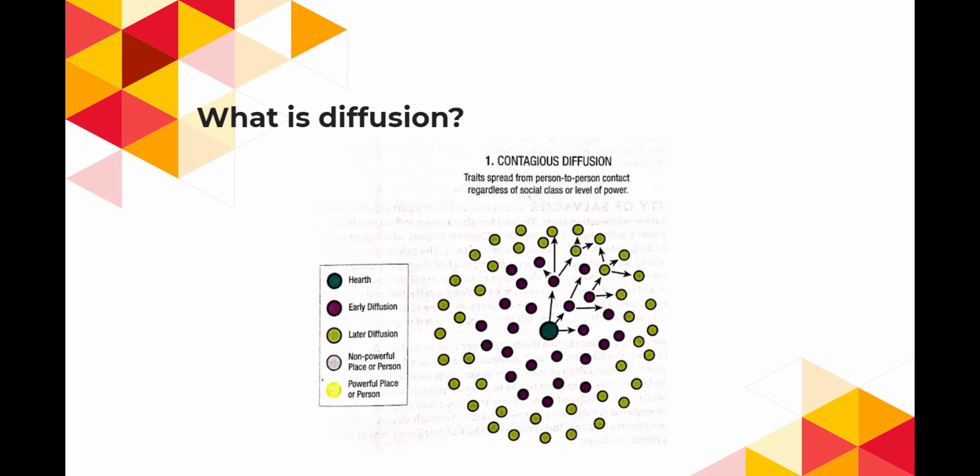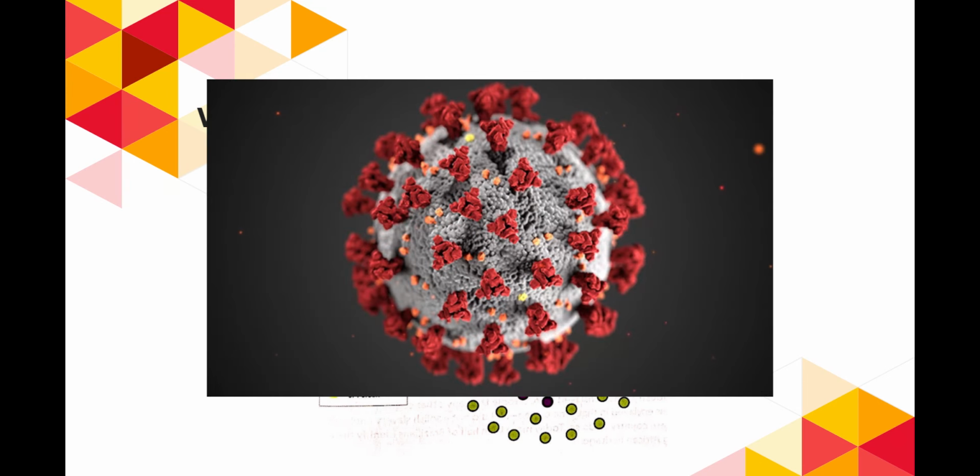All right. Next, let's talk about contagious diffusion. So contagious diffusion diffuses from person to person, right? It spreads regardless of power. It spreads regardless of class. It spreads regardless of race or ethnicity. It just goes everywhere, right? And the best example I could give you is the thing that's on everybody's mind right now, which is the coronavirus, right? The coronavirus doesn't care whether you're rich or poor, whether you're male or female, whether you're black or white, whether you like the Yankees or the Red Sox. Coronavirus spreads in a contagious fashion to everybody.